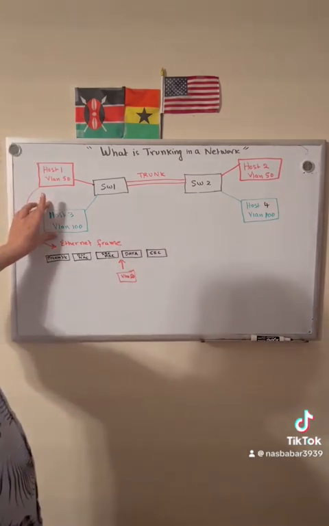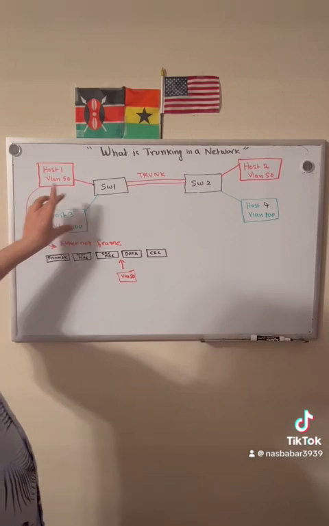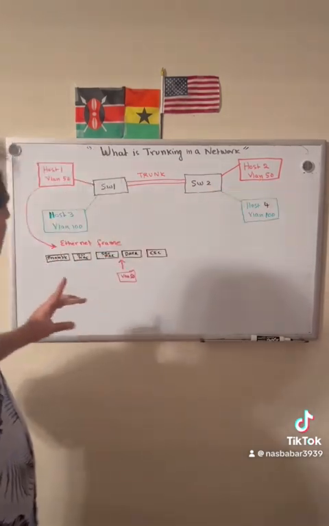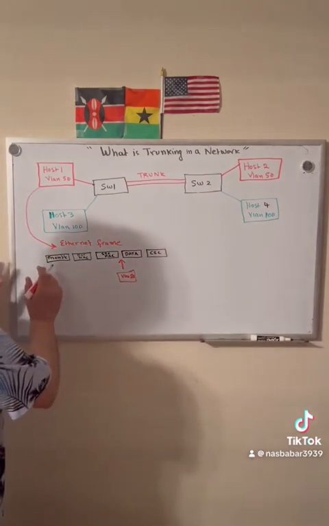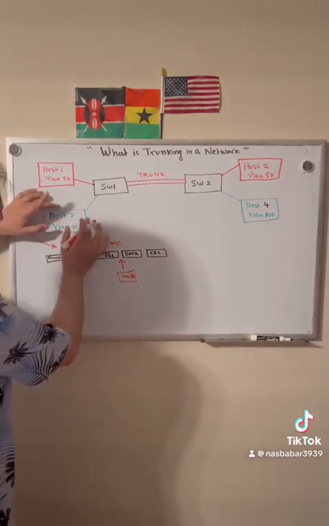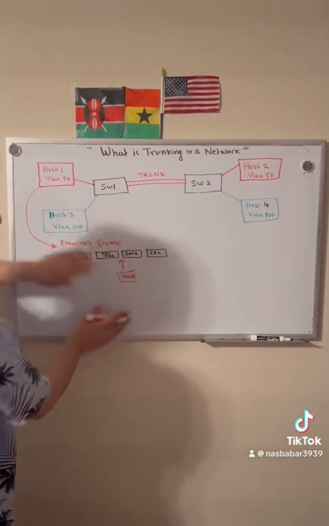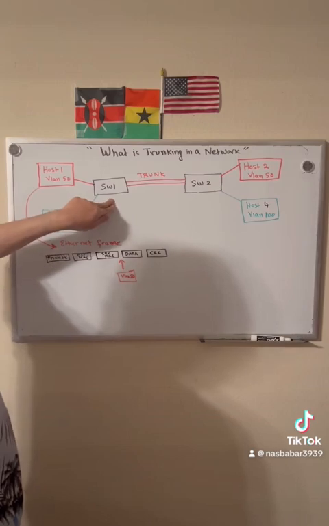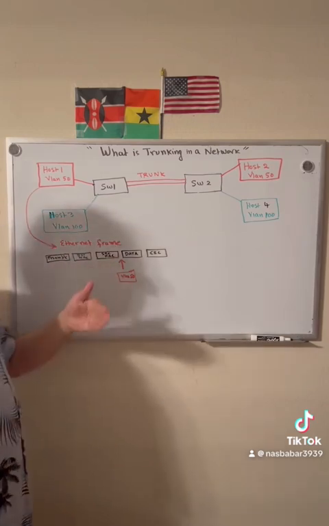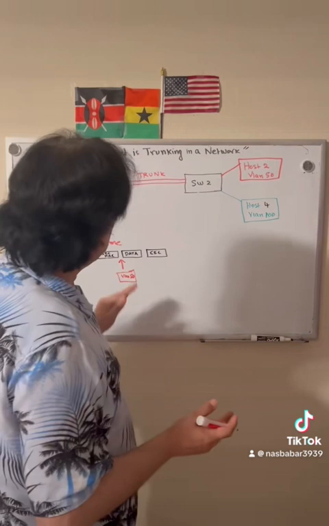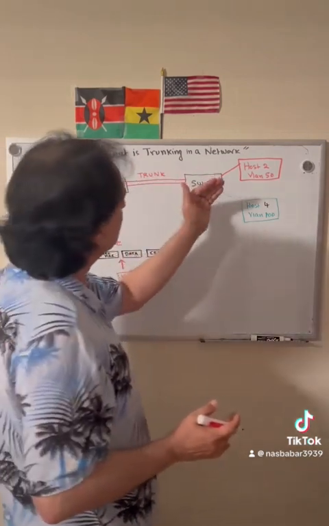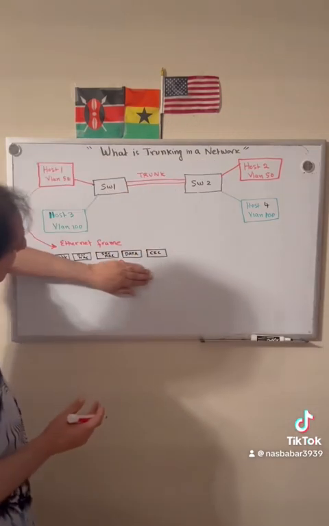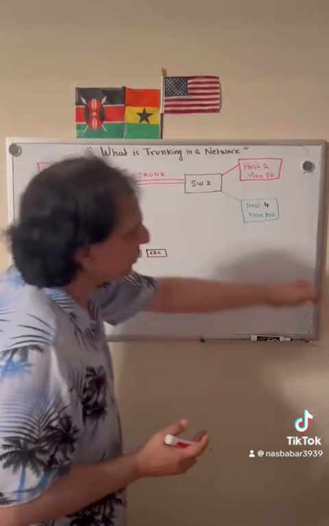Similarly, if host 3 wants to send an IP packet or Ethernet frame to host 4, it's the same thing. When the host 3 Ethernet frame leaves, it's not going to have anything related to tagging. When it hits switch 1, the switch has the tagging information and adds the tag, and when switch 2 receives it, it takes the VLAN tag off and sends it to host 4.